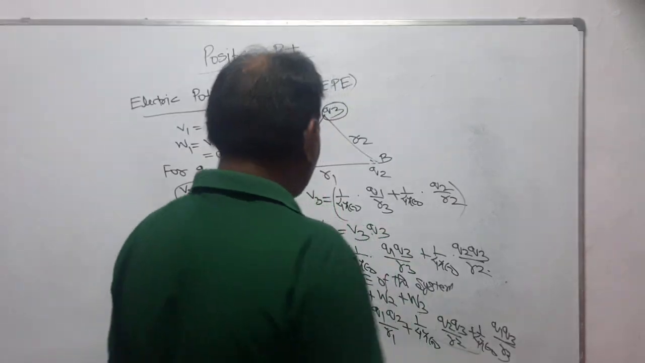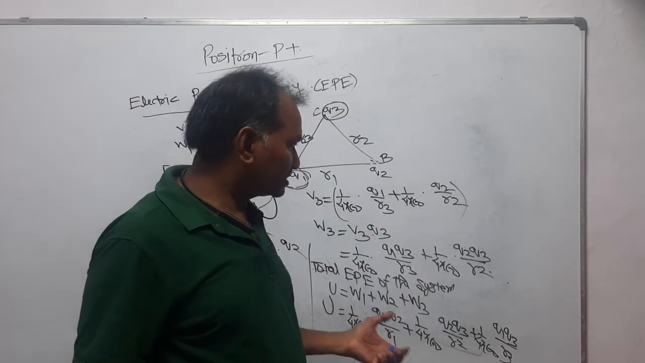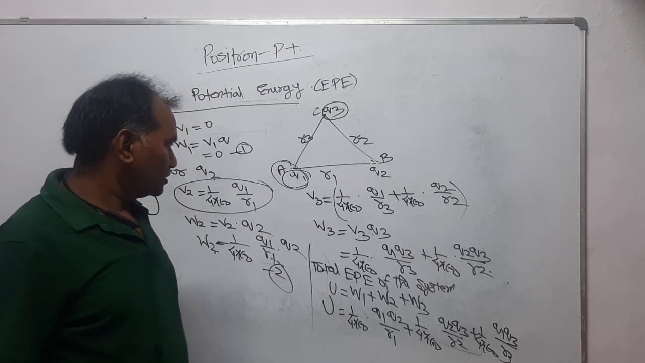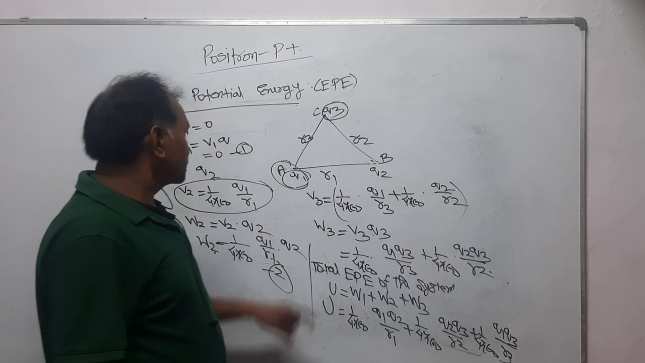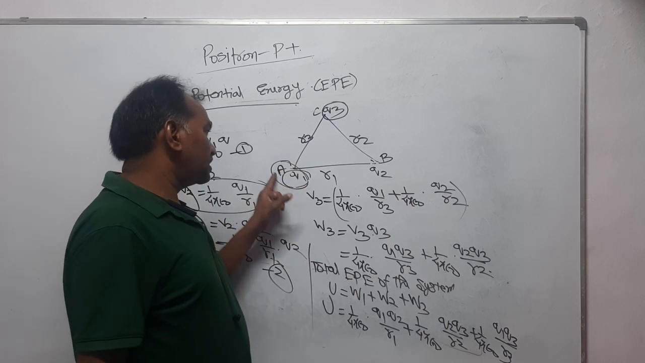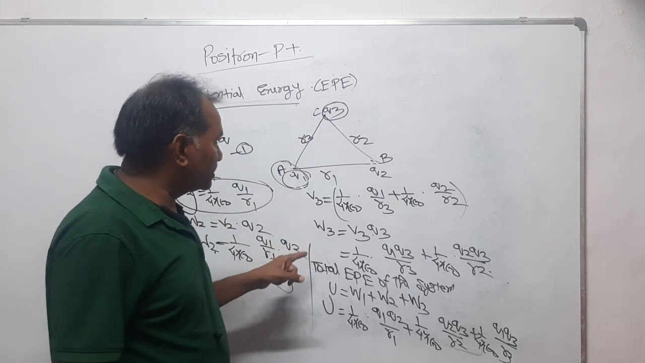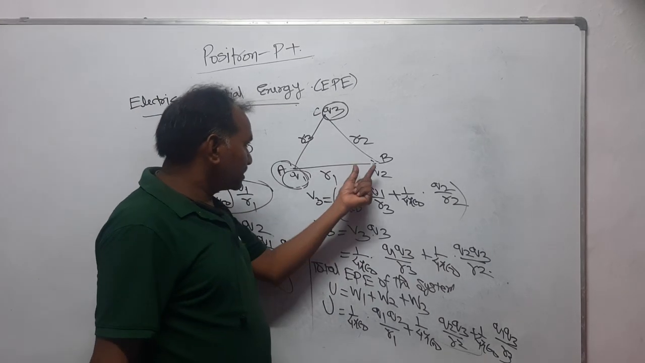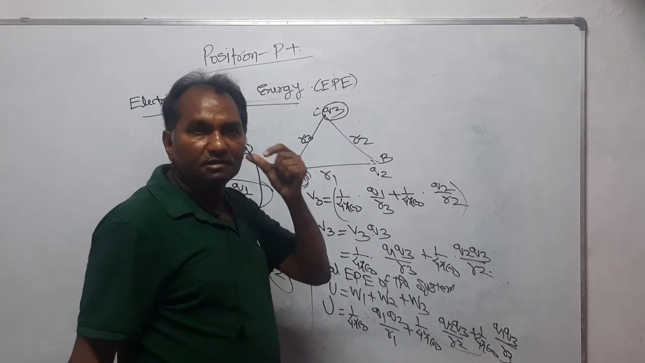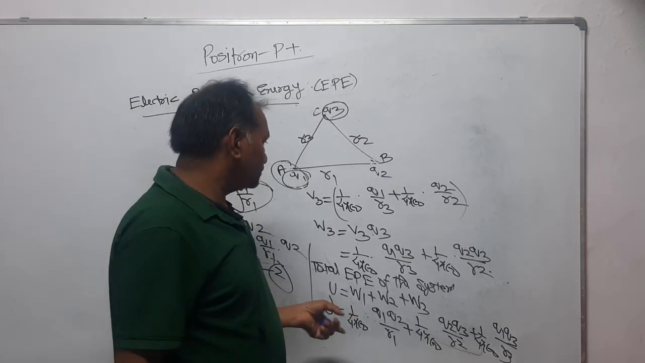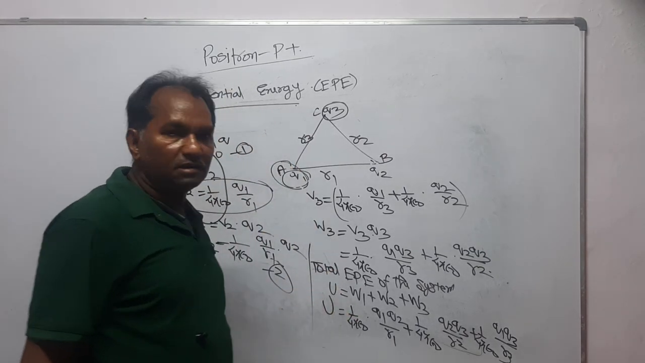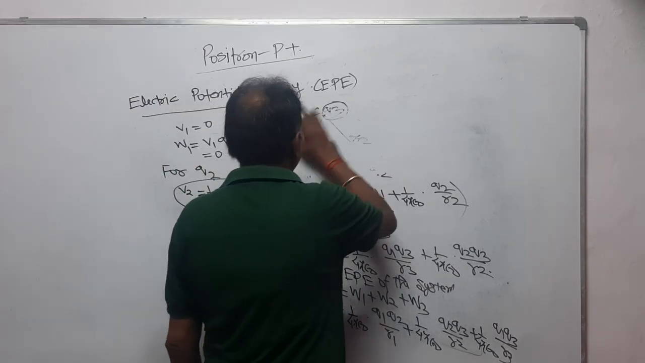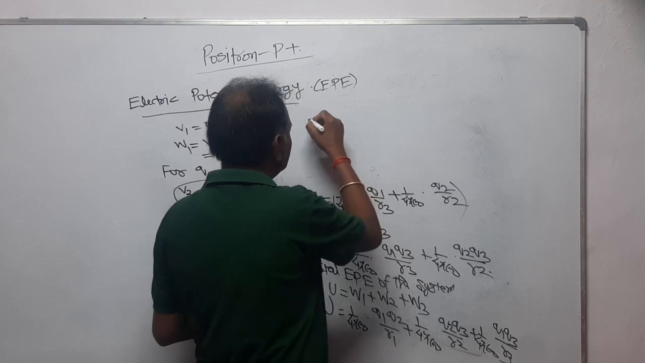Dear student, the whole board was not appearing in the camera, that's why I have displaced the camera. Now I am very sure that you can watch the whole system. Here, first we find work done in bringing this charge. We are bringing the charges one by one. After that we are bringing this charge and then this charge. We have found out the work done in bringing these charges, and ultimately I get this is the EPE of the system.